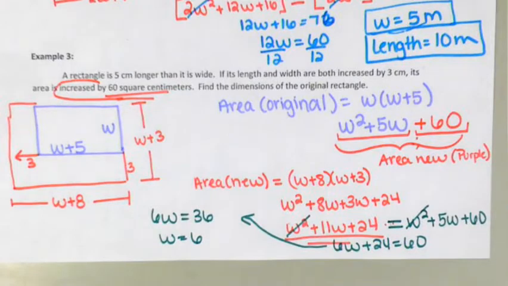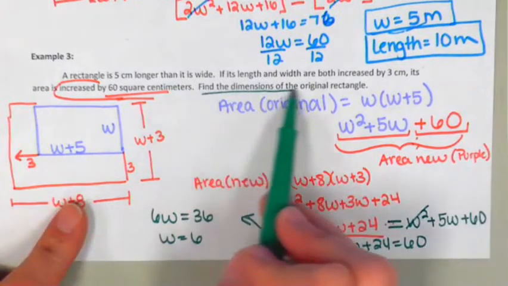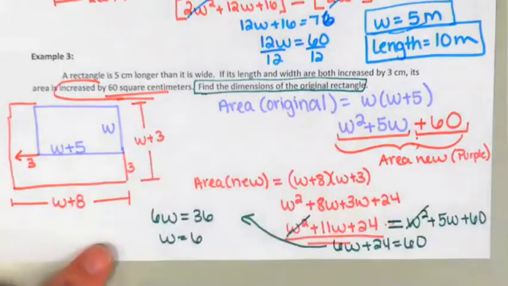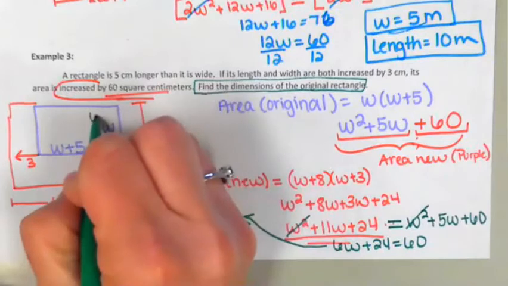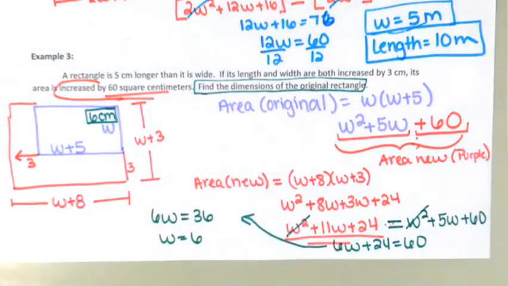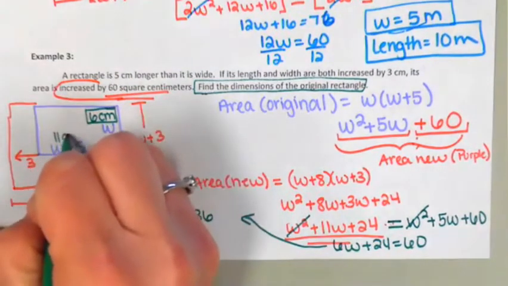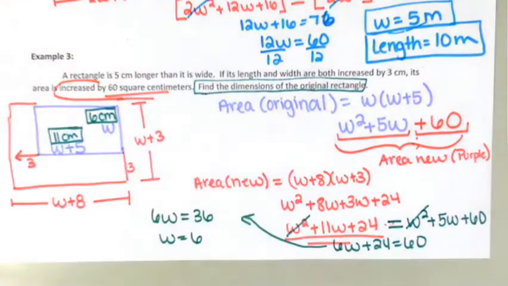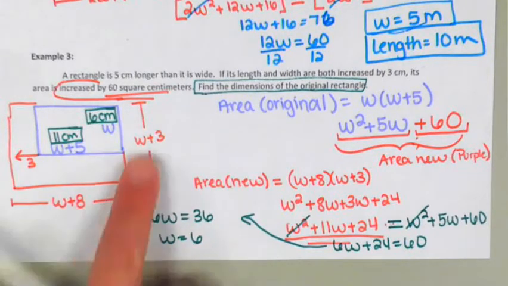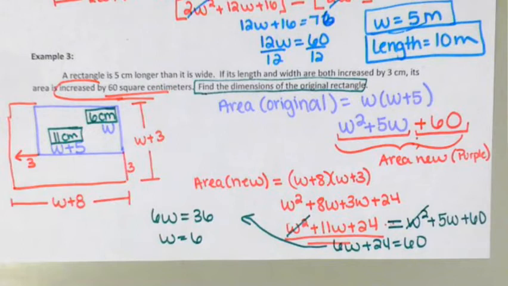So my original, because it said find the dimensions of my original rectangle. What is my width? 6 what? Centimeters. What is my length? 11 centimeters. And there you go. Did we find the dimensions of my original? Could you find the dimensions of my new one? Yeah, what's my new one? 14 and 9. Yep, 14 and 9. Right, any questions with that so far? No.